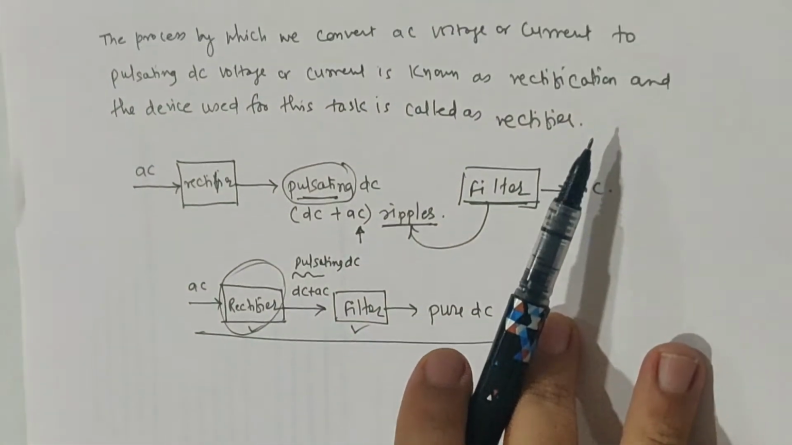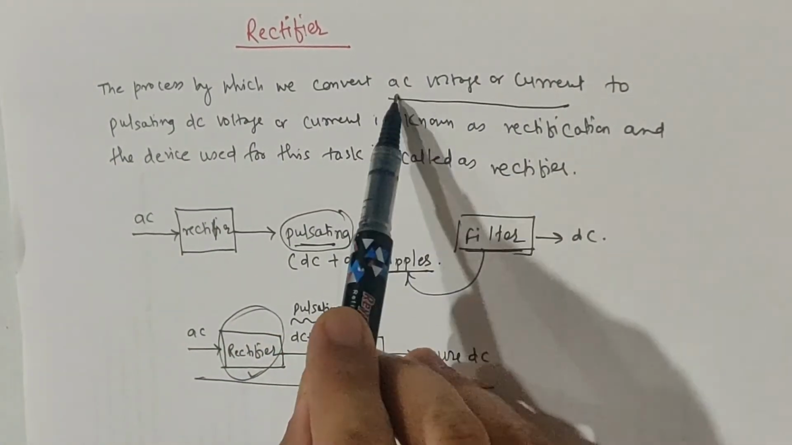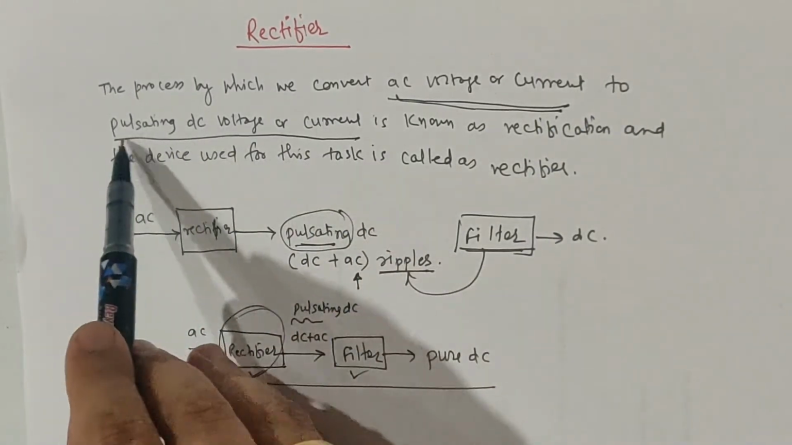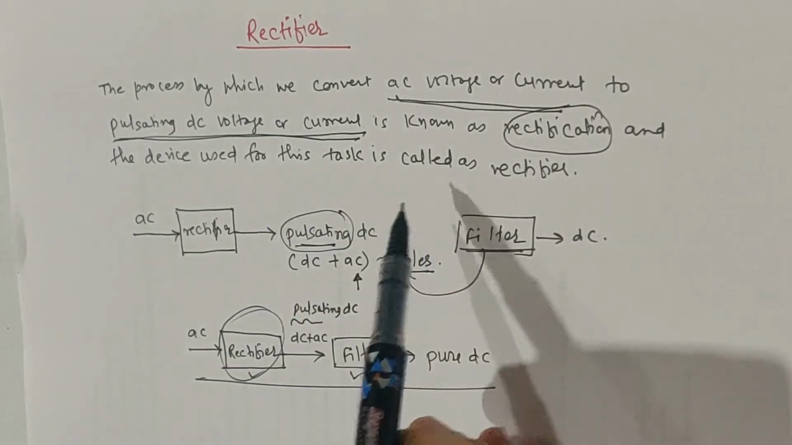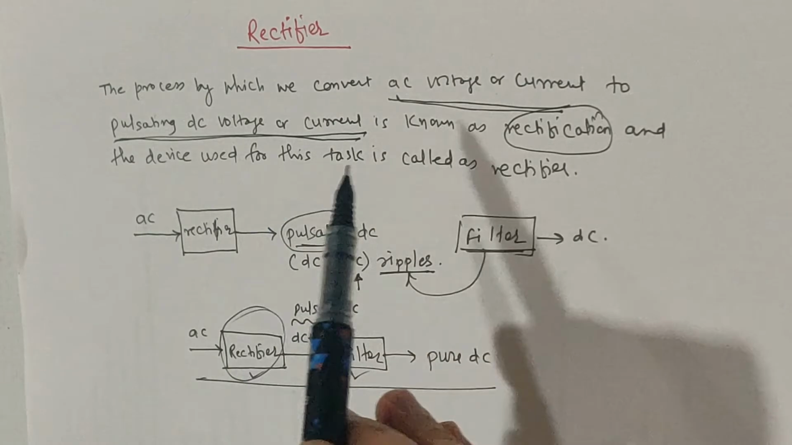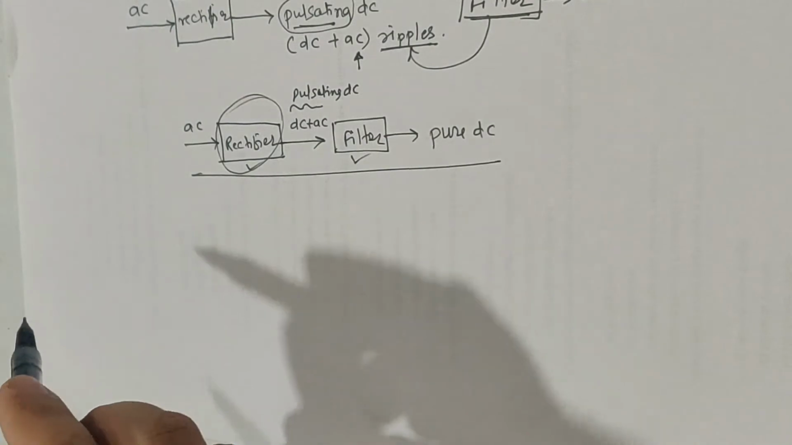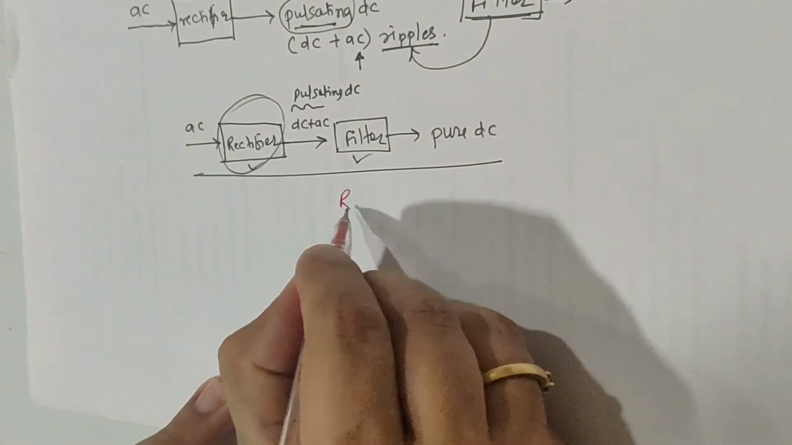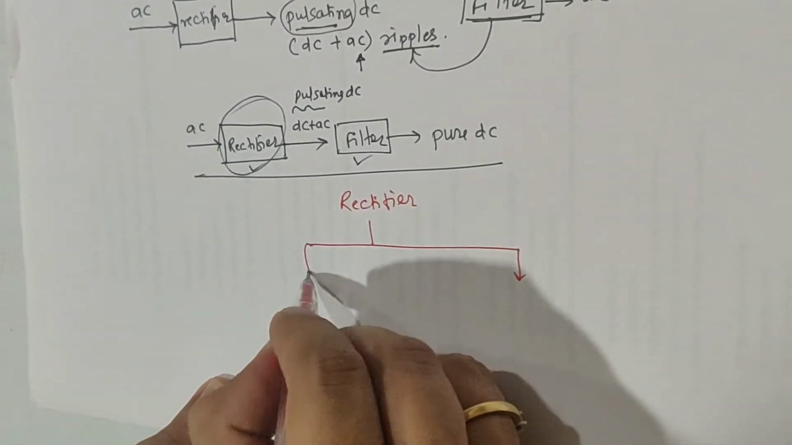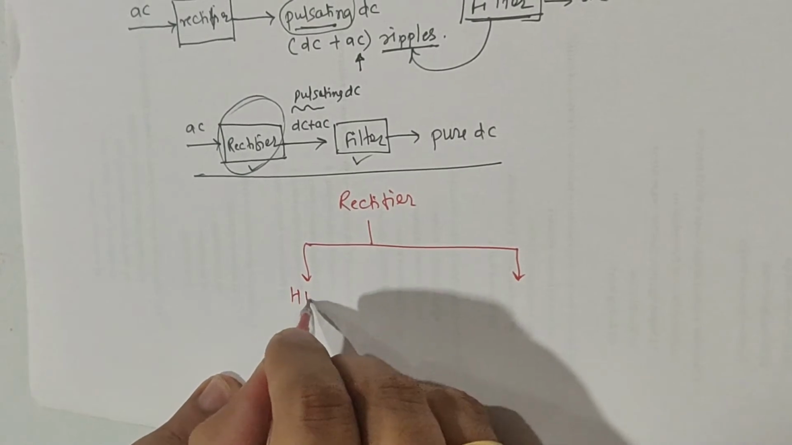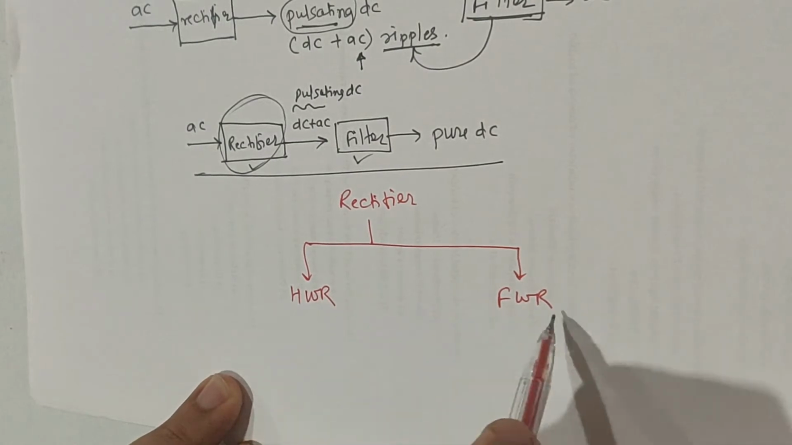Now I have defined rectifier as the process by which we convert AC voltage or current to the pulsating DC voltage or current, and that process is called rectification, and the device that we use, using diode, is called a rectifier. Now remember, this rectifier is broadly divided into two types. The first one is called half wave rectifier and another is called full wave rectifier. Half wave rectifier and full wave rectifier.